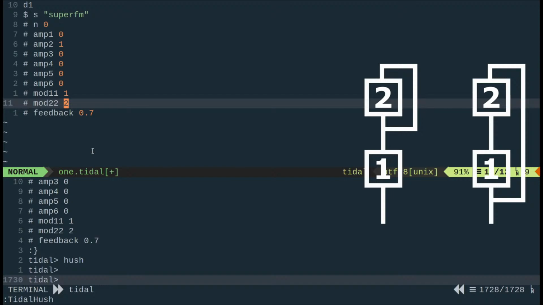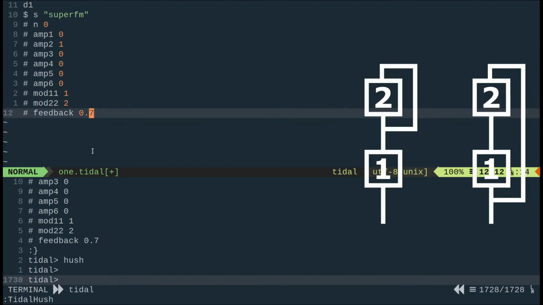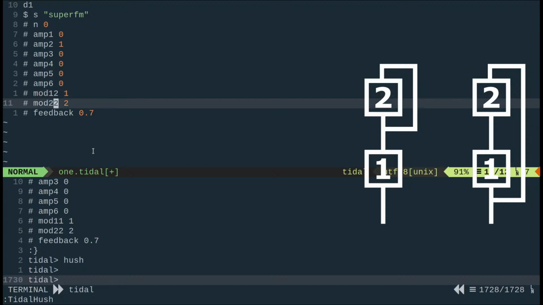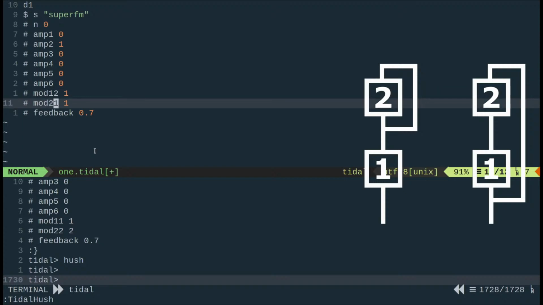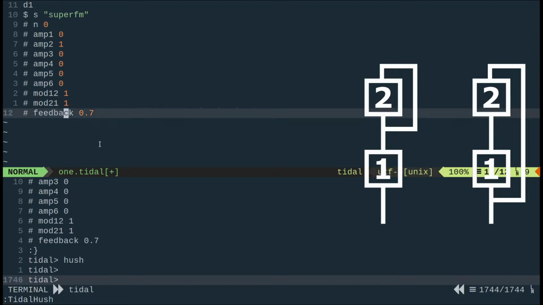And the graph on the right would be like this. Operator number 2 is modulating operator number 1, and operator number 1 is modulating operator number 2. But they sound quite similar. Okay? And I think that's all about modulation. But well, I didn't go into depth about the harmonics you get.